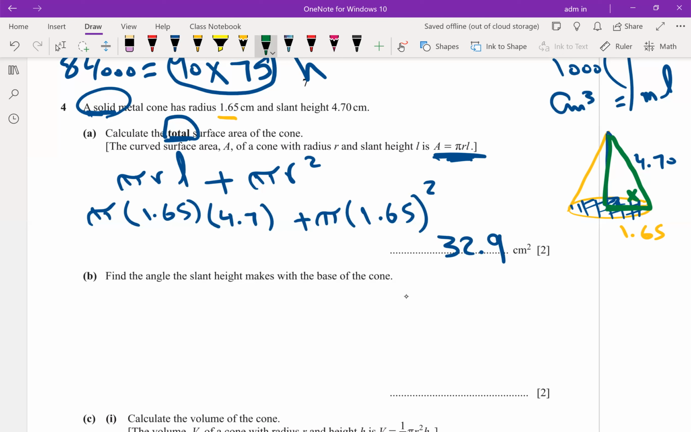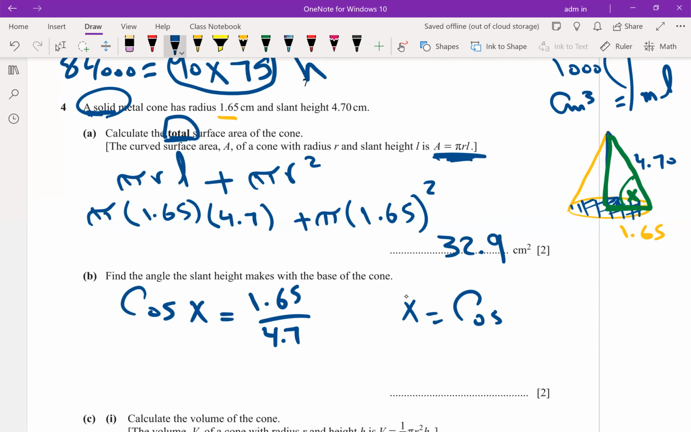How to get the angle X? Is it a right angled triangle? Yes. Sine, cosine, tan. Which one will you use? Why did you say cosine? Because we already have the adjacent and hypotenuse. But you can also use the Pythagoras theorem to get the perpendicular height, then use tan, or sine, which will be correct. So X is equal to cosine minus 1 of 1.65 divided by 4.7. What is the final answer? 69.4.